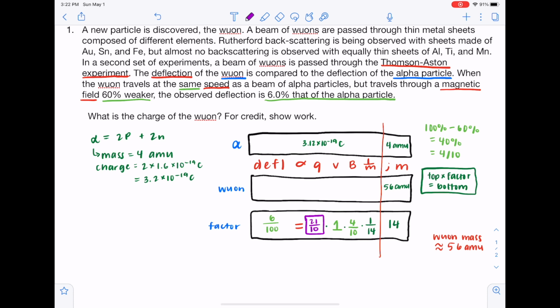Now to find the charge of the muon, we'll have to multiply the charge of the alpha particle by the charge factor, 21/10. So when we do that, we get approximately 6.72 times 10 to the negative 19 coulombs. So that's the final answer.